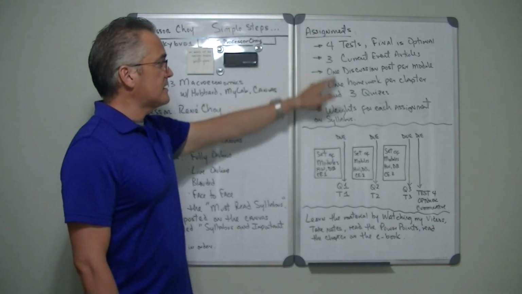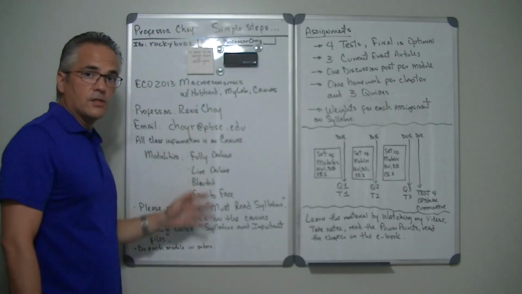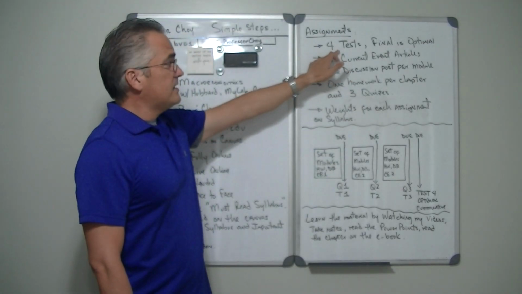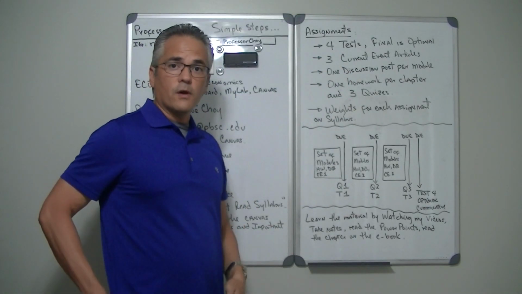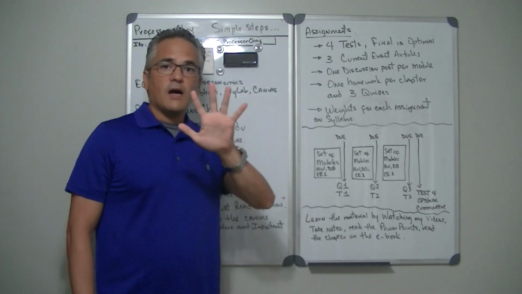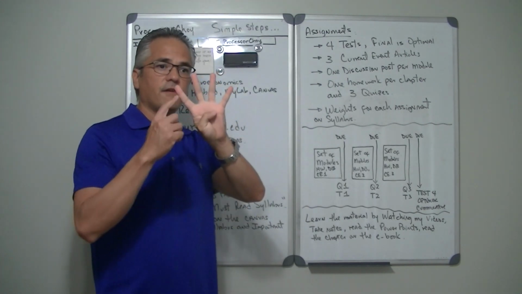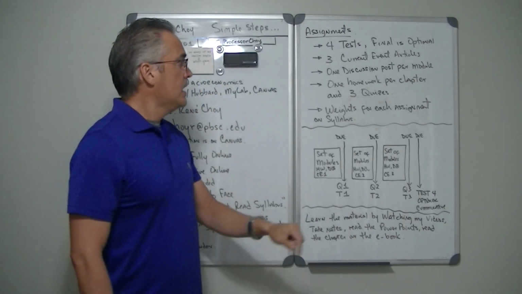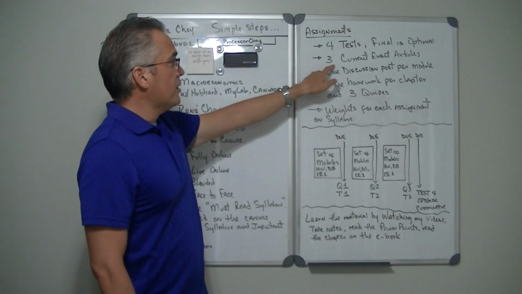Now in terms of major assignments, all this stuff is explained on the syllabus, but just in case, my class usually has 4 tests, of which I drop the lowest score. So in a nutshell, you have 4 different tests to take, and then eventually I drop whichever one's the lowest of those 4 tests. I also have 3 current event articles.